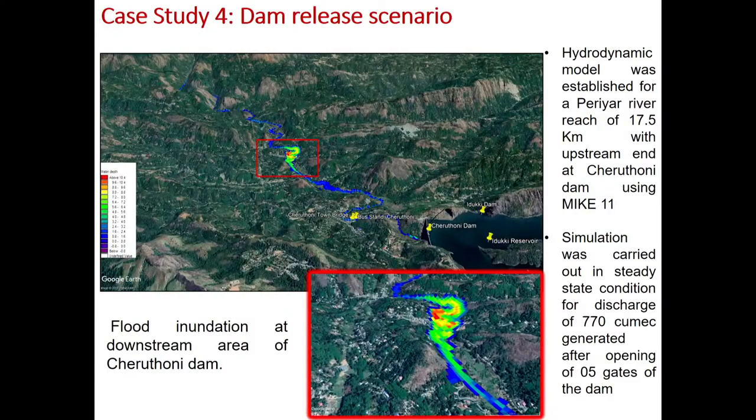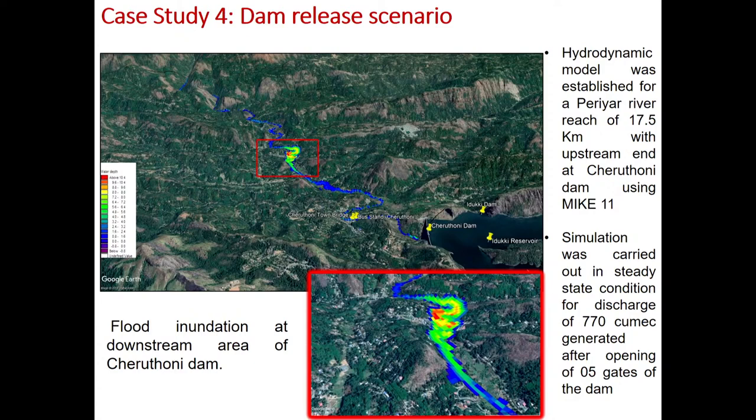Now we come to the last case study that we have done, which is the dam release scenario. Here you can see that this is the Cheruthoni dam. If you go back to the year 2018, there were a number of spills and extreme rainfall events that led to the opening of multiple gates of the different reservoirs in the Kerala rivers, in the Kerala state.